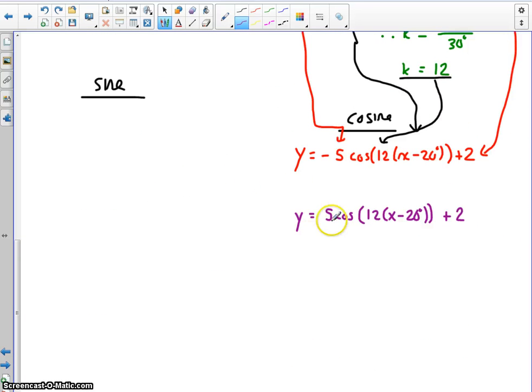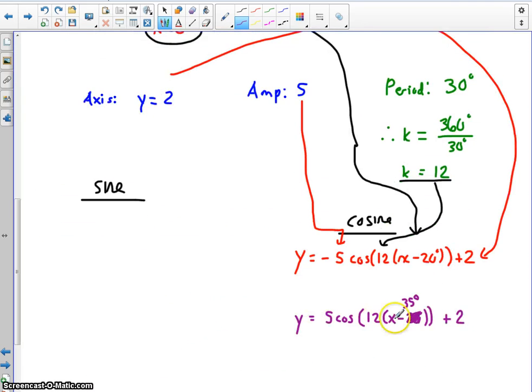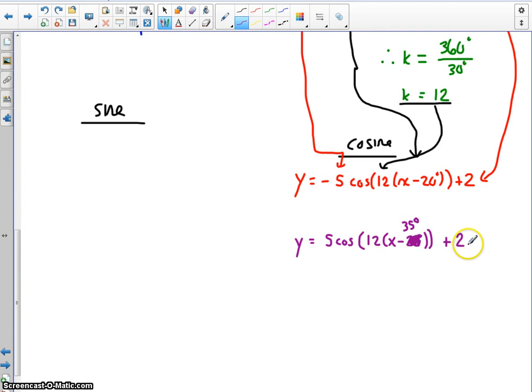So I wind up with positive 5, again positive because it's now a positive cosine graph, positive cos of 12 bracket x minus 20 degrees, sorry, this shouldn't be 20 degrees, this should be a phase shift of 35 degrees, tiny little boo-boo there, major little boo-boo actually. So again, my cycle started at 35 degrees, so it'd be right 35 degrees and then plus 2.